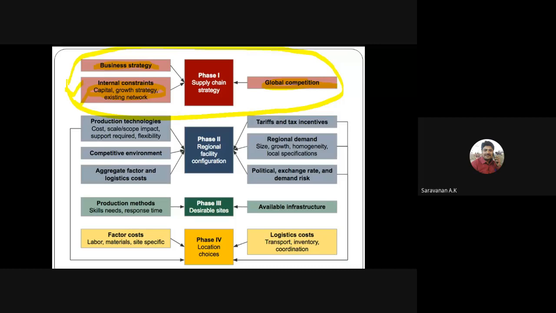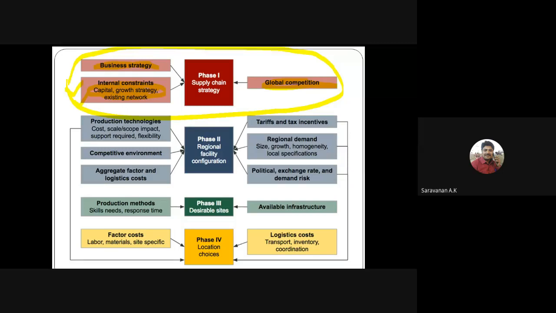So this is the first phase. Is it clear? The first phase starts with a clear definition of the firm's competitive strategy, as the set of customer needs that the supply chain aims to satisfy. Then the supply chain strategy specifies the capabilities needed. So we have to have a clear definition of what the customers need and how the supply chain aims to satisfy them, in terms of the competitive strategy, that is, the business strategy.